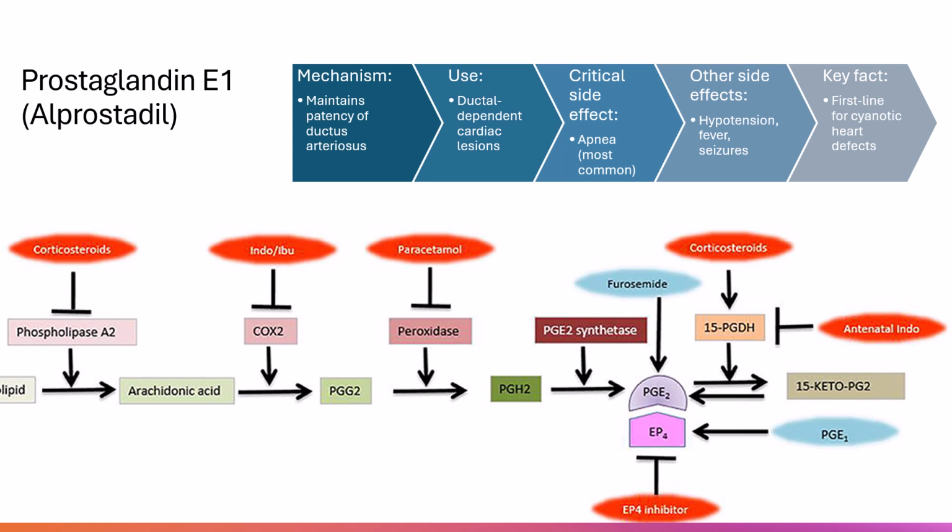PGE1 is your first-line agent when you suspect any cyanotic heart defect where pulmonary blood flow depends on ductal patency. The exam commonly tests your ability to recognize situations where this drug is needed urgently.